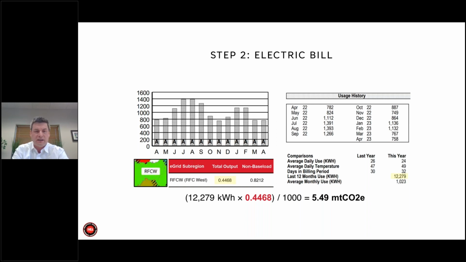Because when it gets to the peak summer months, we all know that all these extra power plants have to come online and it's non-baseload, which means the emission factor for those non-baseload hours is much, much higher. So really my emission factor is probably in between 0.4468 and 0.8212. But for this example, I'm just using 0.4468. And that says I'm emitting 5.49 metric tons of CO2 equivalent from my household for the last year, which is more than my natural gas bill, which is kind of surprising. So I emit much more carbon from electricity than I do from natural gas.